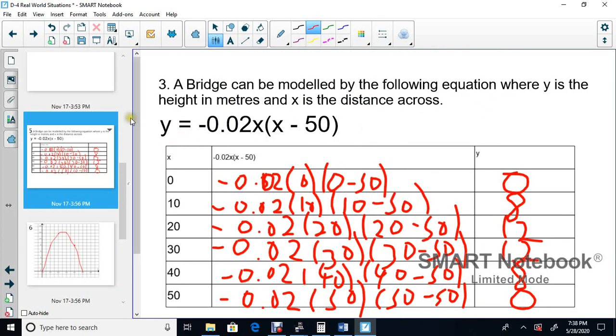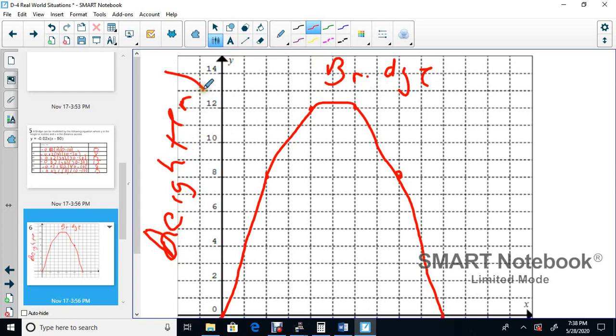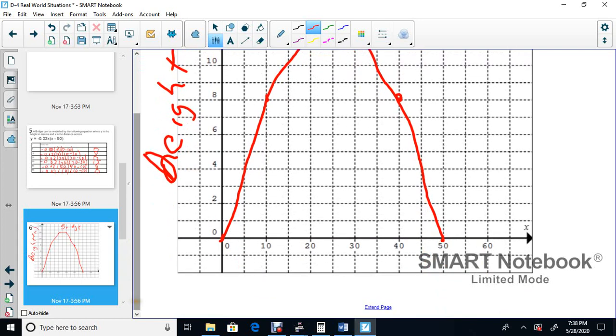A bridge can be modeled. So this is a bridge. X is the distance across, and Y is the height. So we'll say bridge up here. We'll use the word bridge. Here's distance. No, this is height in meters. And down here is distance. So we're going to label it distance in meters.